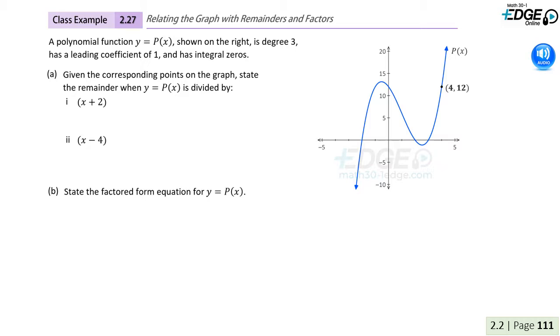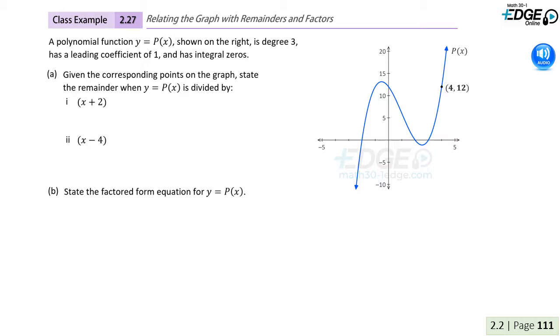We'll talk about the leading coefficient in a little bit, but the integral zeros means that each x-intercept we see there happens at an integer number. So -2, +2, and positive 3 are the x-intercepts. There's no chance that it is at 2.1 or 3.4. They are exactly on the integer values.